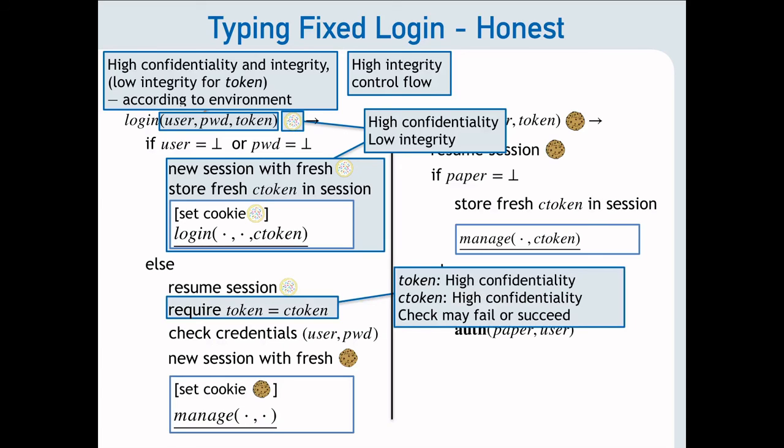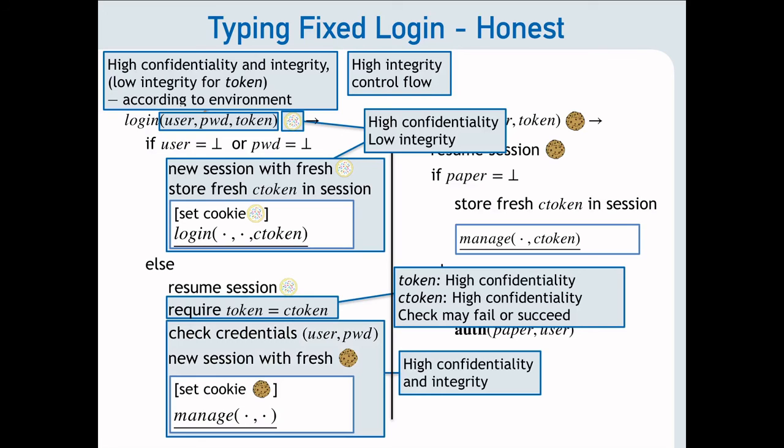So if we look at the token check now, we have the situation that both tokens are of high confidentiality. So the check may succeed and we have to type check the continuation. For type checking the continuation, we can use high confidentiality and high integrity, since we have a high integrity control flow for the honest user. And in particular, we can give high integrity to our session cookie. I will not present the typing for the manage endpoint, but having high integrity for the cookie is enough to make it work. Using our theorem, this then shows that web session integrity is guaranteed for this code.